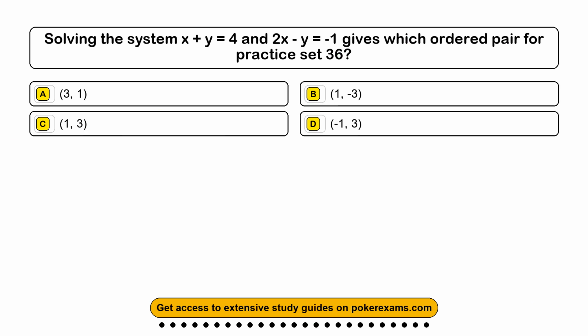Question 12. Solving the system x plus y equals 4 and 2x minus y equals minus 1 gives which ordered pair for practice set 36? Option A, 3, 1. Option B, 1, minus 3. Option C, 1, 3. Option D, minus 1, 3.